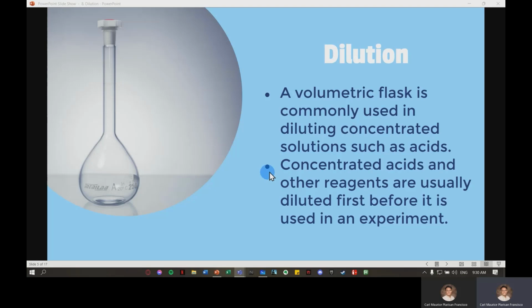Okay? So according to the second point, again, concentrated acids and other reagents are usually diluted first before they are used in an experiment. Even in real-life application, it is being done. A best example would be using muriatic acid in cleaning certain areas of our house, like the comfort rooms. Okay?